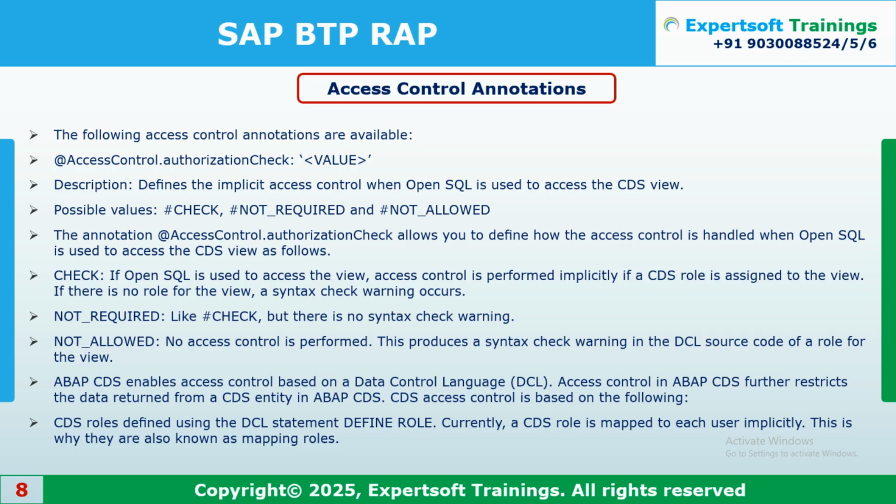Now let's understand the basic concept. It is just adding the annotation @AccessControl.authorizationCheck, which takes a value. The possible values are CHECK, NOT_REQUIRED, or NOT_ALLOWED. NOT_ALLOWED is self-explanatory, and NOT_REQUIRED means it is not even required for the particular table. If it is CHECK, then the CDS view has to implement the access control.